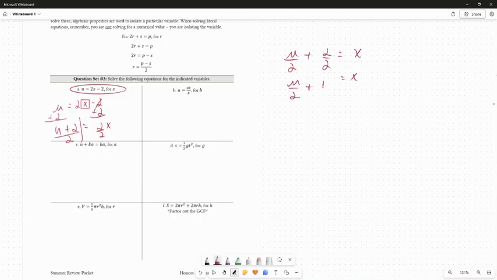Could I have left it just like that? Of course I could, and please don't think you have to break them up. But sometimes it's helpful to rewrite it in this format, where I am dividing 2 into all the terms. All right, let's try another one.